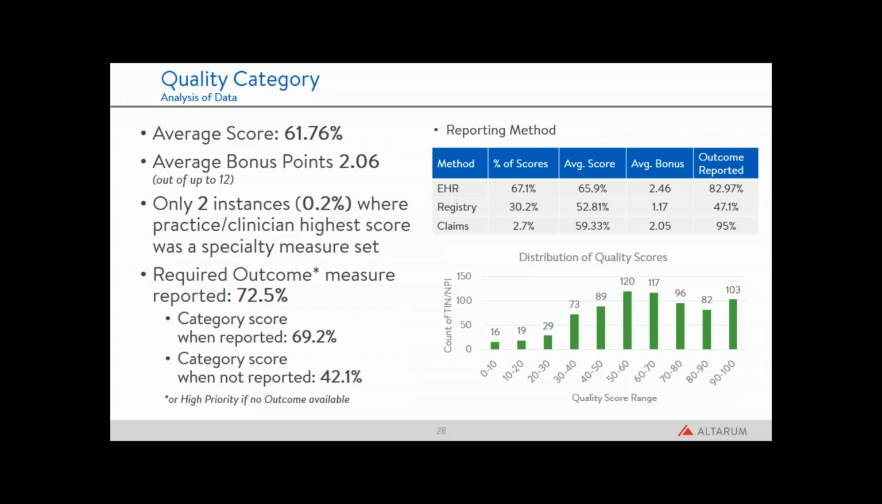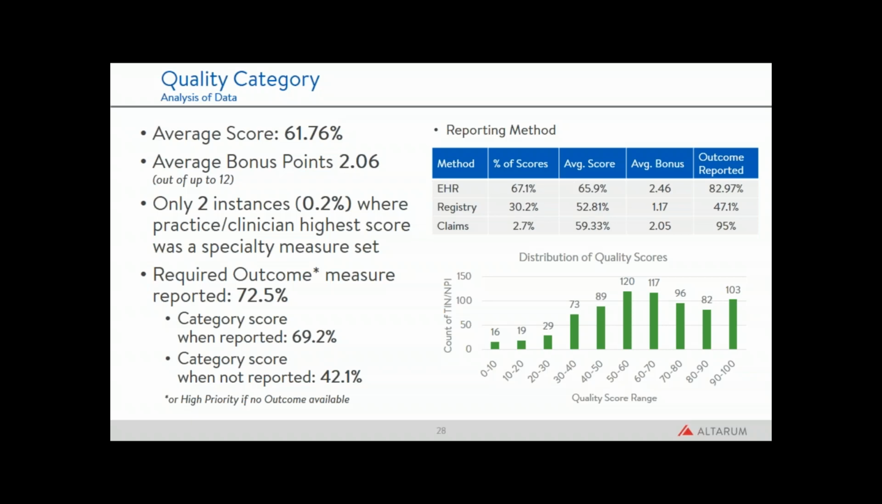The average quality category score was greater than 60%. The scores for EHR measures were on average higher than registry and claim scores, but the required outcome measure was reported most often via claims. This isn't surprising just based on the benchmark data for EHR, registry, and claims measures, with the EHR benchmark often being, on average, lower than the registry or the claims benchmark for the same measure.